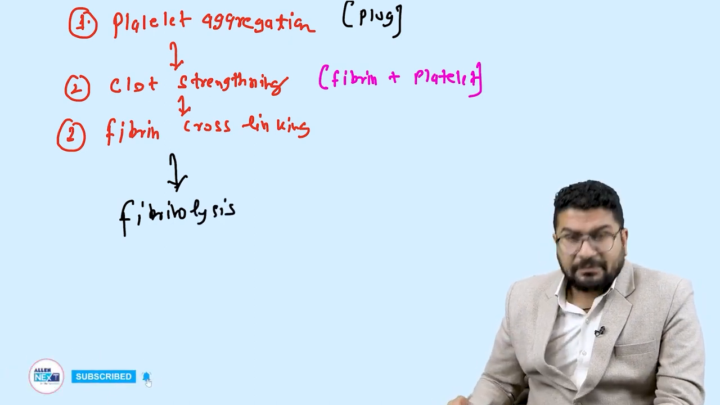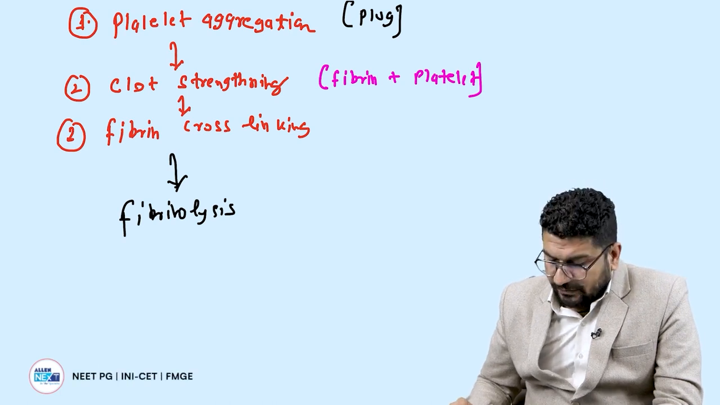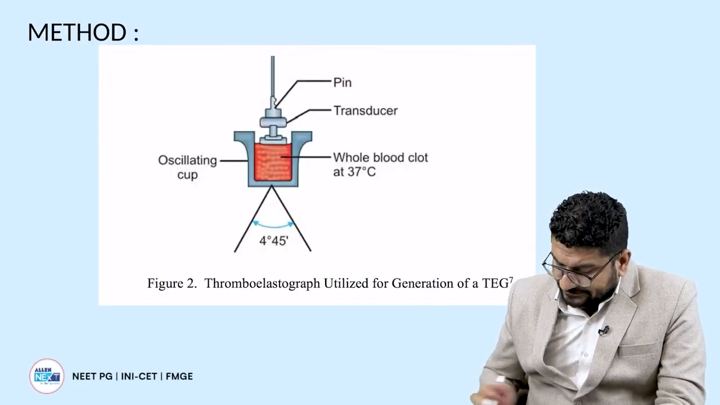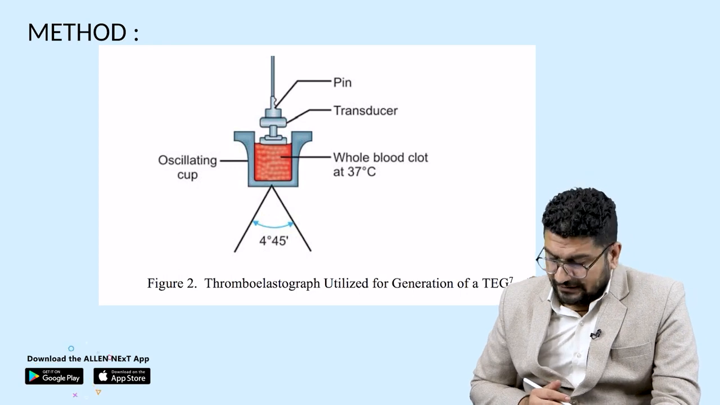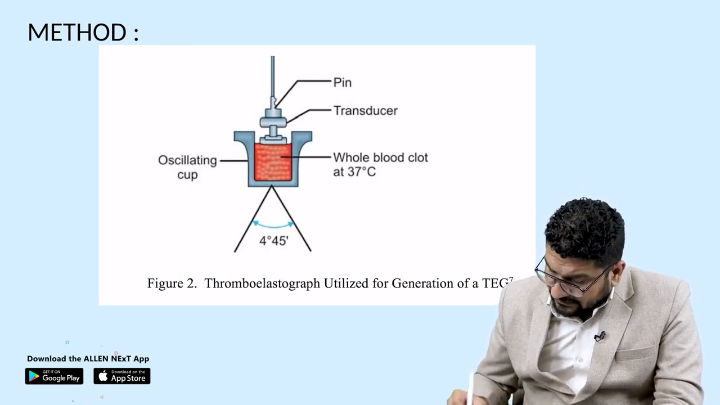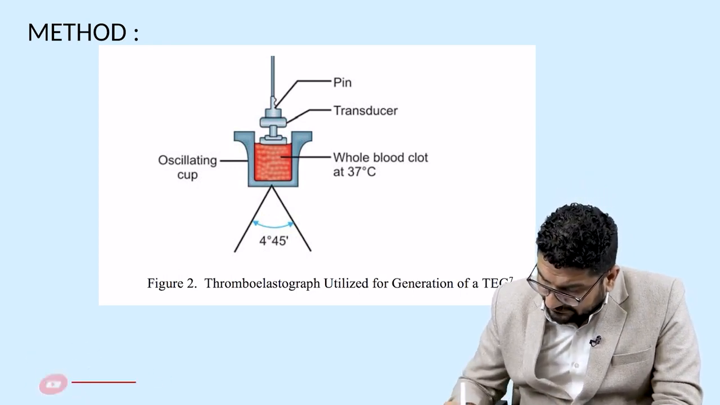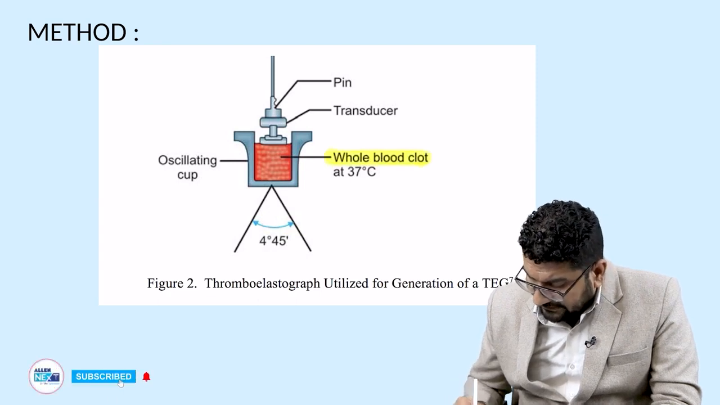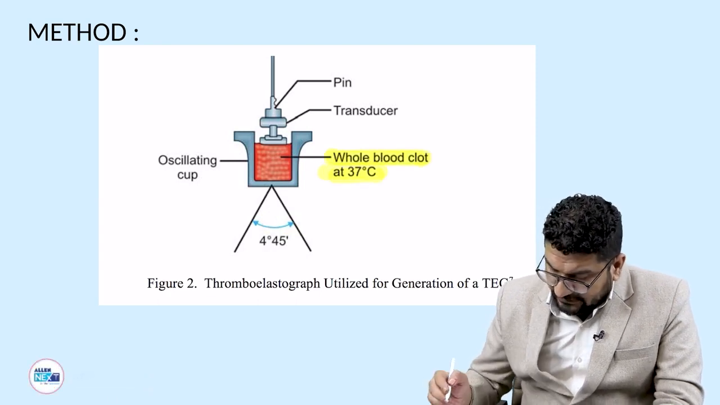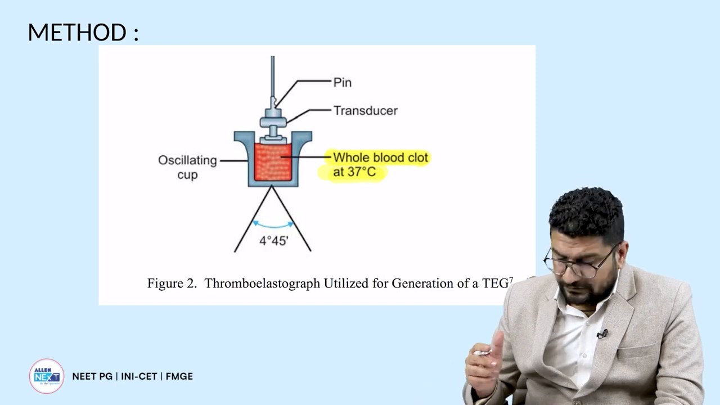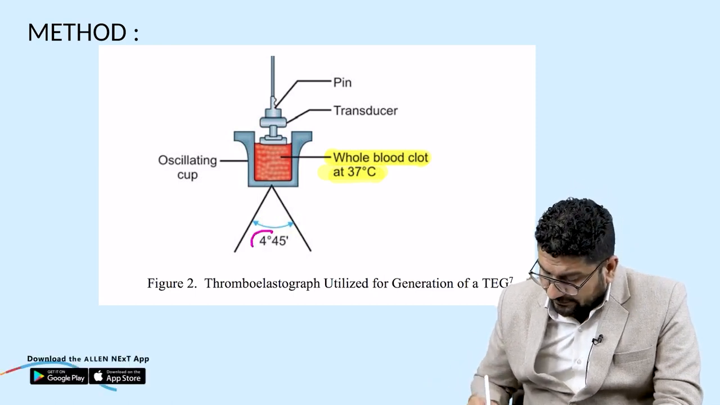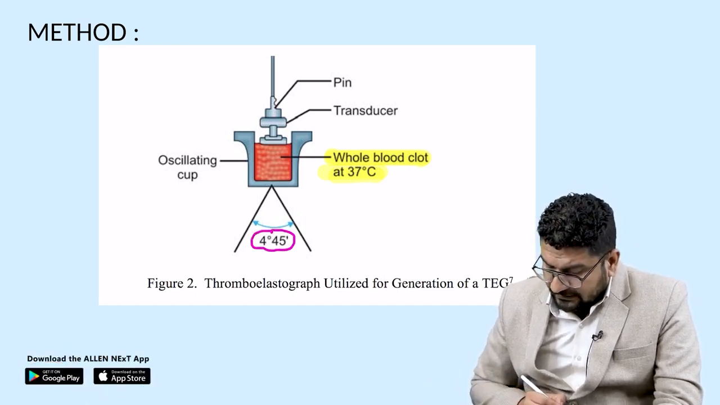So what you have to remember is what this technique is and how we perform it. Just try to understand this. In this technique, we take an oscillatory cup with whole blood, and we heat this at 37 degrees. Now you can see there is an oscillatory cup, and this will be rotating at an angle of 4 to 45 degrees.